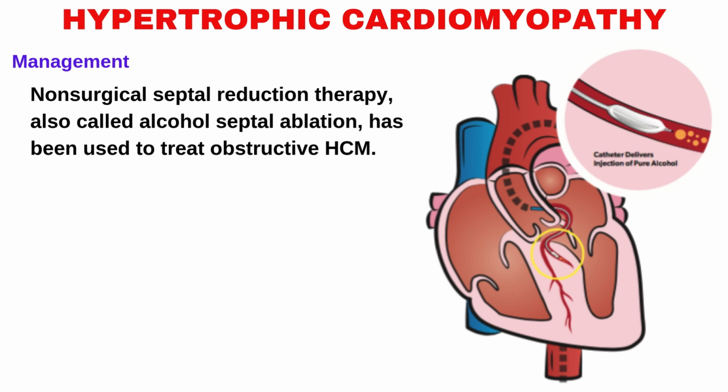Non-surgical septal reduction therapy, also called alcohol septal ablation, has been used to treat obstructive hypertrophic cardiomyopathy. This procedure is often indicated for patients with advanced age, patients with high operative risk, or those with a preference to avoid surgery. In the cardiac catheterization laboratory, a percutaneous catheter is positioned in one or more of the septal coronary arteries. Once the position is verified, 1 to 3 ml of 95 to 98% ethanol is injected to destroy the myocardial cells. The procedure produces a septal myocardial infarction. The resulting scar is thinner than the living myocardium, so the obstruction is reduced.